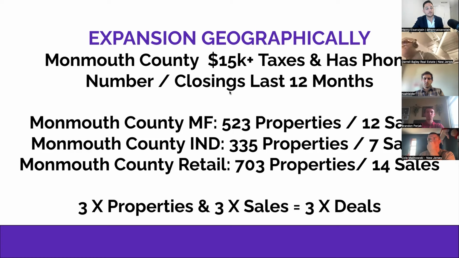You have a phone number. So there's 523 properties. There was only 12 sales. If you were going to work as a broker in Monmouth County, one county, right now, this is just an example of what it could be like in your county. There's 523 properties and 12 sales. That means all of your income is going to come from 523 properties throughout the entirety of your career.